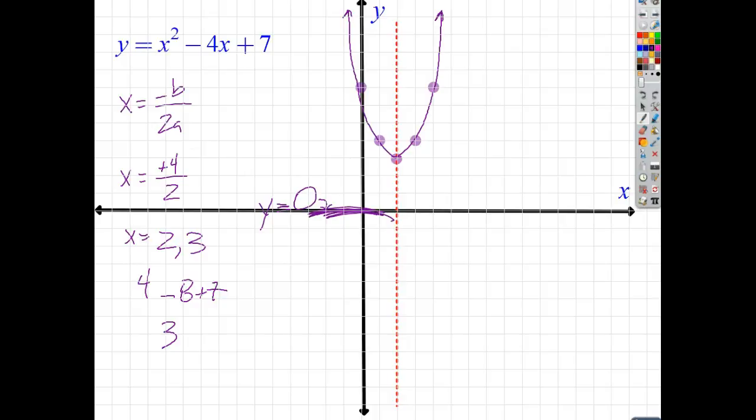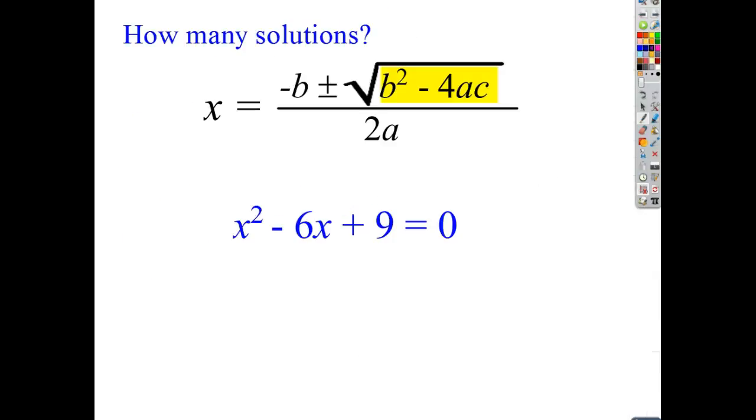This one we had crossed at 0 locations. So then why don't you try this one? Use the quadratic formula to find your x's, and then let's bring those ideas to class.